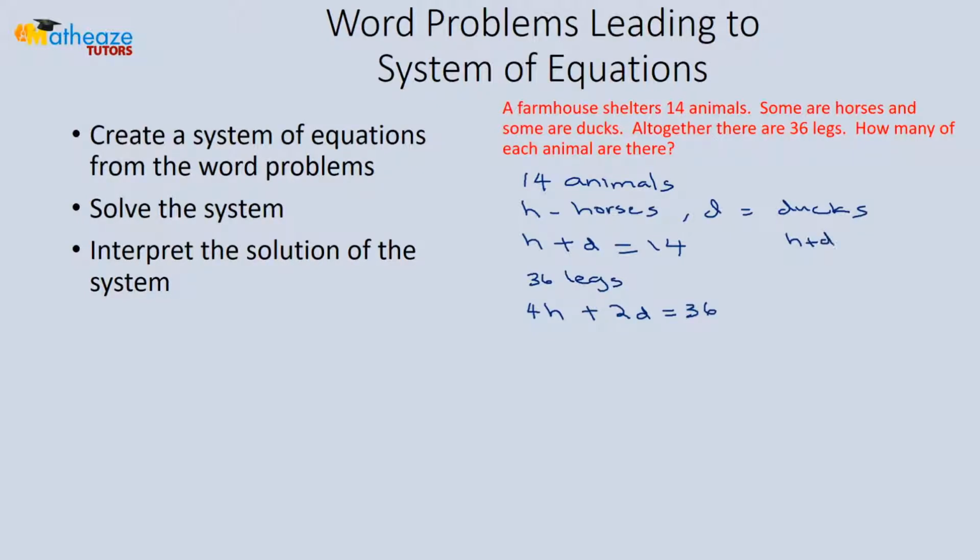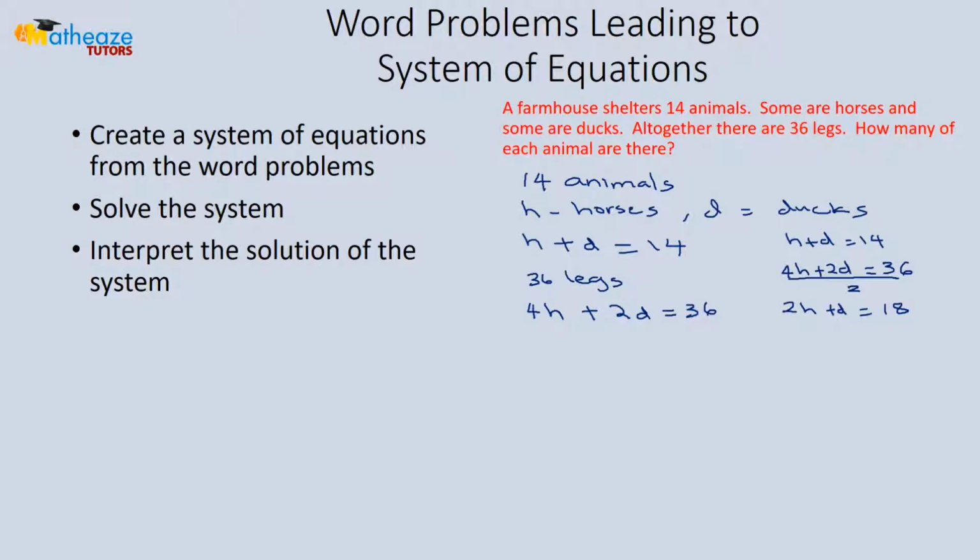So our system is H plus D equal to 14 and 4H plus 2D equal to 36. Now, we have two approaches we can use here. One approach is to divide this second one by 2. So if we divide by 2, we have 2H plus D equal to 18.